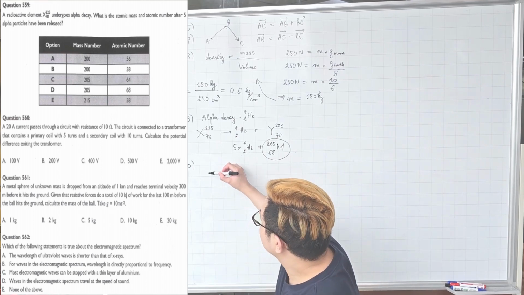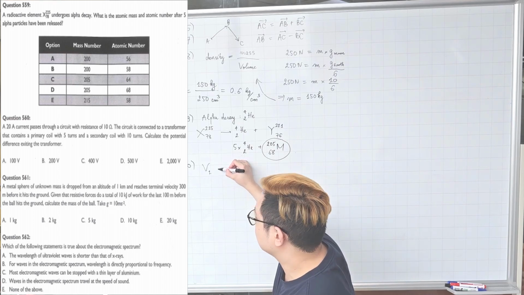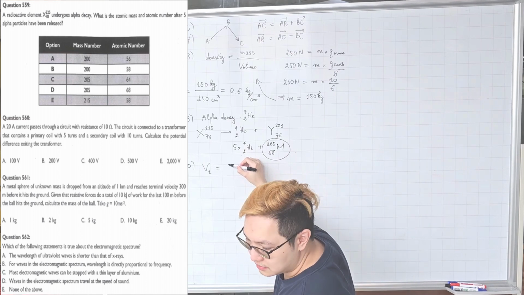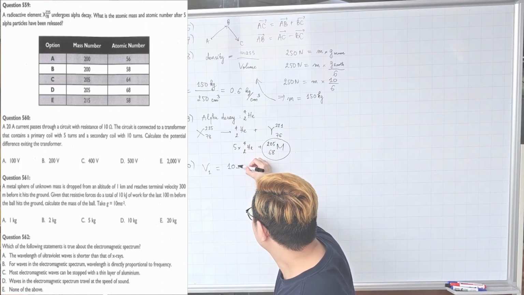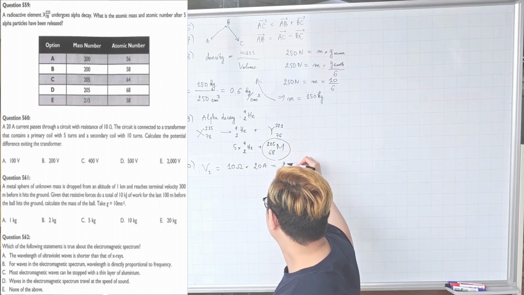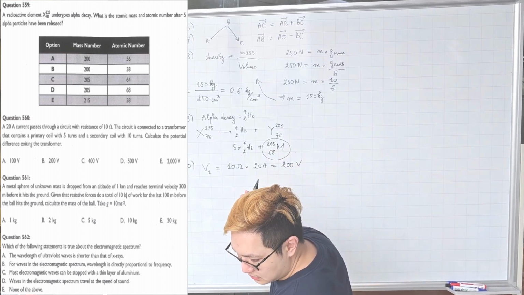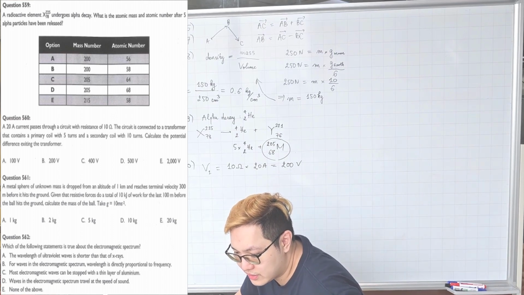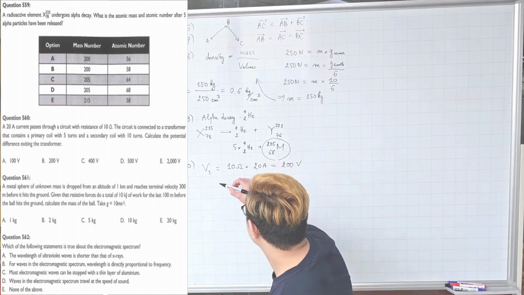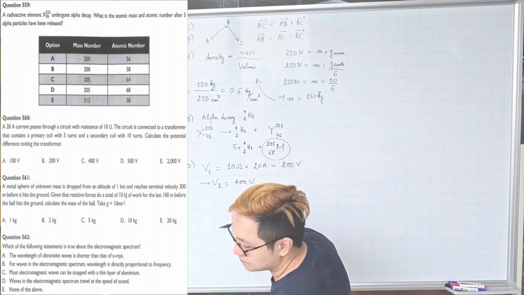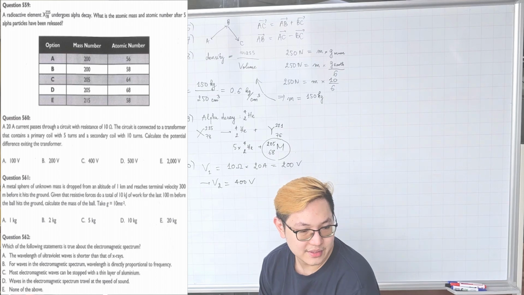So first, V at first is 10 ohm times 20 ampere, right? So we're gonna have 200 volts. But then you go through a transformer, it increased 2 times, so it's gonna be 400 volts, right? Is the answer C? Can you check?